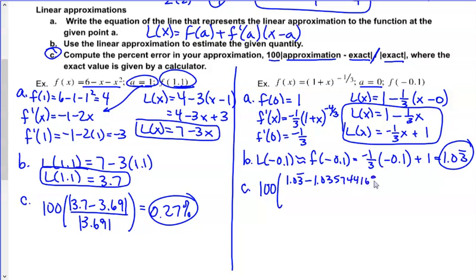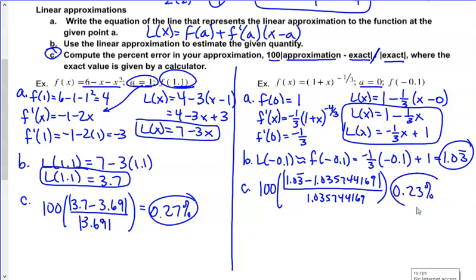1.035744169 in absolute value. Divide that by that same exact value. And I'm going to end up getting, and this should be an absolute value, sorry. When you do that, this minus this, hit equals, divide by this, hit equals, times it by 100, gives you a percent error of 0.23. So very, very close to what you had before, but you're still able to do that. Okay?